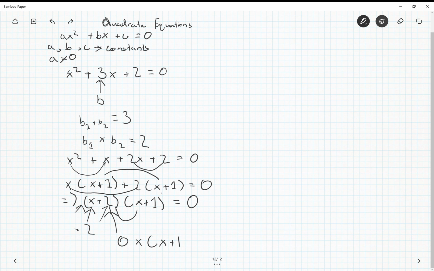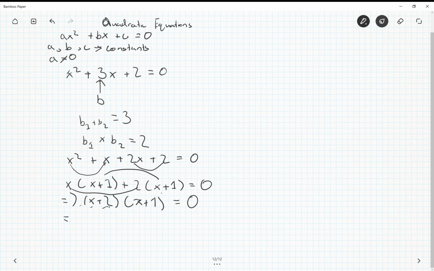Similarly, for x plus 1, if this part is 1 here, then to make this part 0, then to make this number multiplied by 0, x here has to equal -1. So x there must equal -1, because then our answer becomes 0.